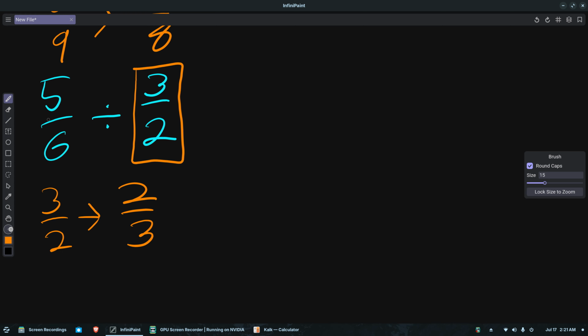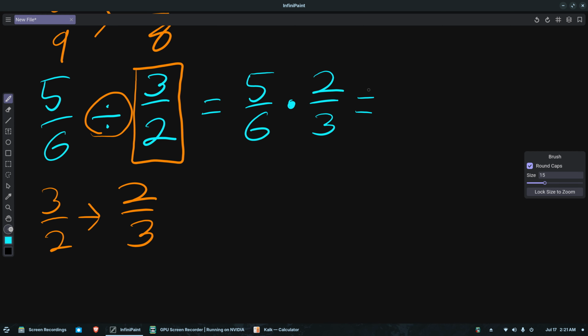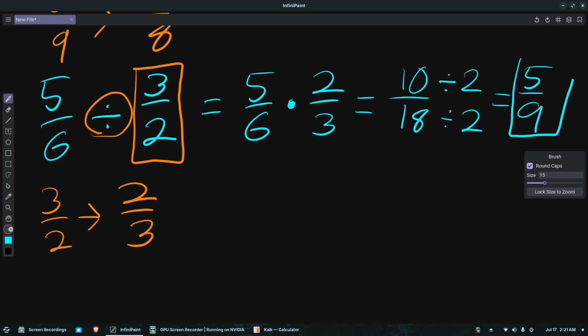And then we'll also change the division sign when we do the next part of this process. So 5 over 6 does not change, but we get a multiplication sign, and now we use the reciprocal, which is 2 over 3. Then we multiply fractions like we've been doing. 5 times 2 equals 10, and 6 times 3 equals 18. We can take 2 out of the top and bottom, and then this will simplify to 5 over 9, and this is our final answer.